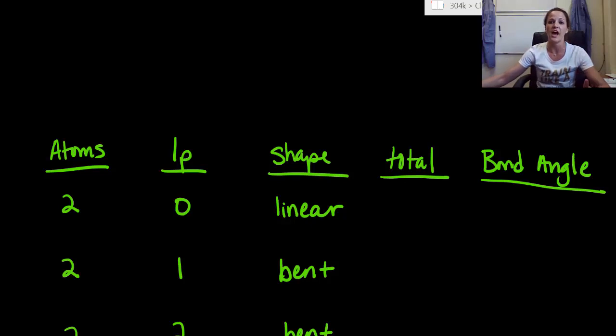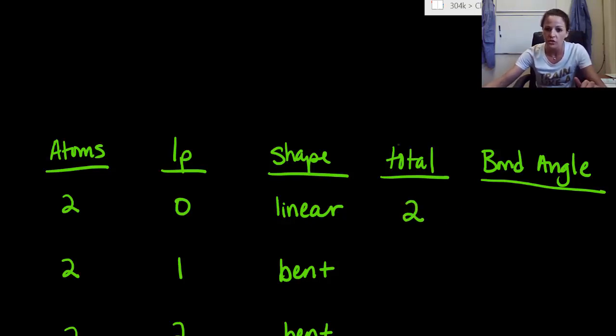So let's look at this chart. Essentially what we have is our number of atoms that are connected to our central atom, that's our first column. Then we have our number of lone pairs. Then our third column tells us what shape is represented by that kind of combination. So our first example is when we have two atoms connected to our central atom, and then we have no lone pairs on our central atom. So what we do is we add up these two numbers. So 2 plus 0 gives us 2.